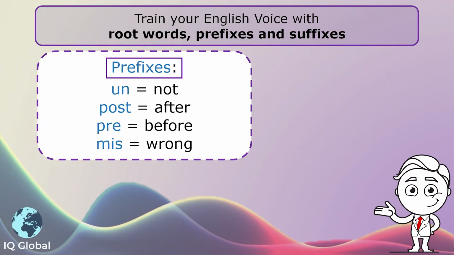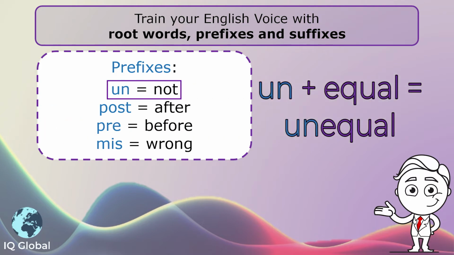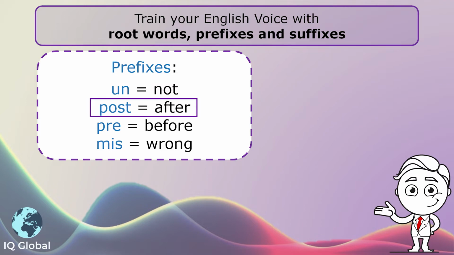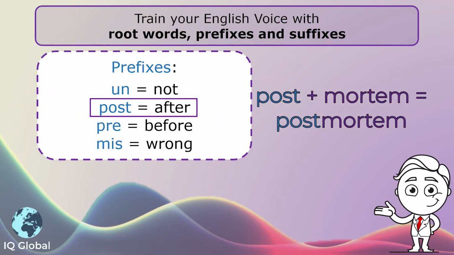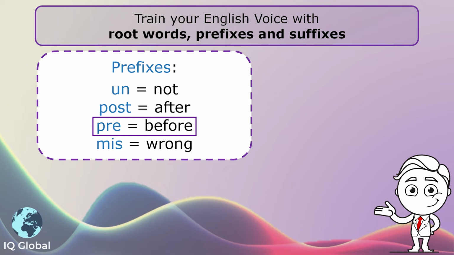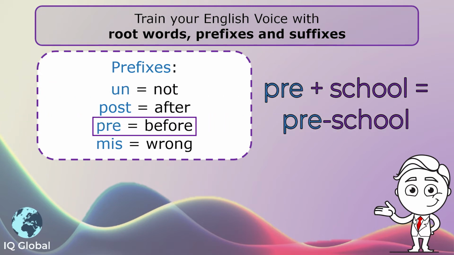Let's have a look at some prefixes. Un. This means not. For example, unequal. This means not equal. Post means after. For example, post-mortem, which means after death. Pre means before. For example, preschool, which means before school.